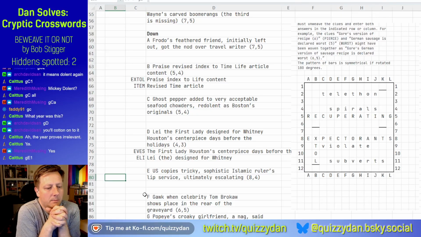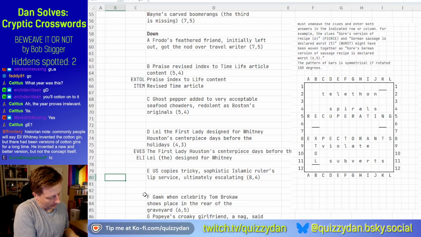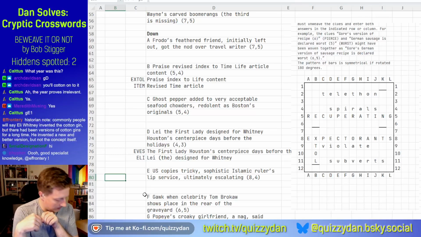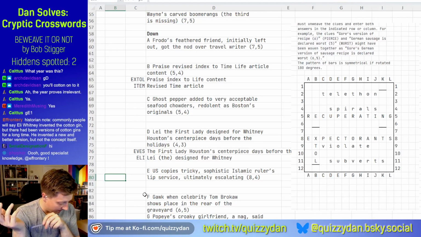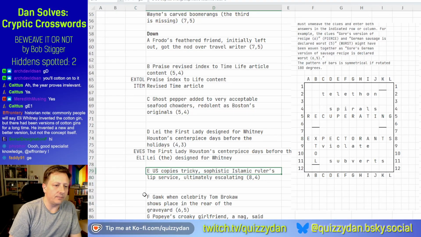So is an Islamic ruler an emir, lip service? So is that going to be out loud? Oh, hang on. Hang on, have we got an anagram indicator with tricky? So US copies would be an anagram, and it's going to mean like sophistic, which, yeah, okay, that is what is going on.